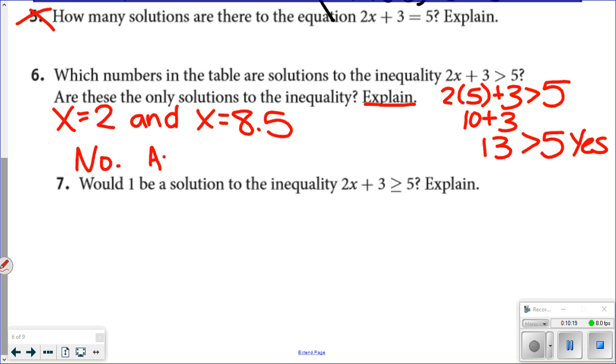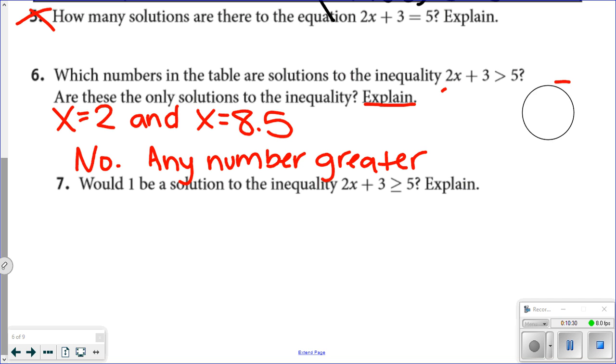So any number greater than 1 is a solution. Because 1 was false and 2 was true, and any number greater than that is also going to be a true statement.